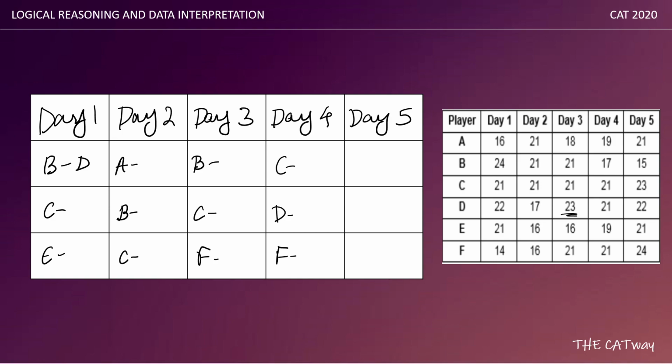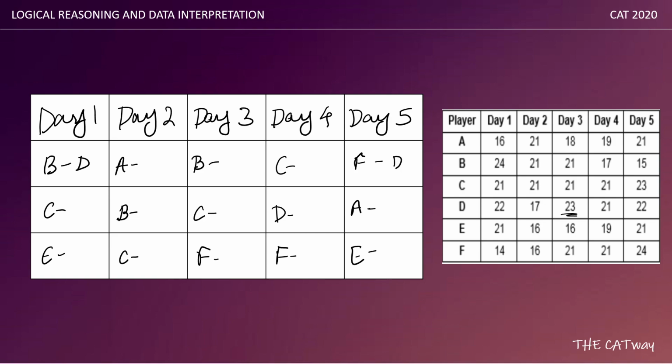Now coming to day 5, we can definitely say that F and D played against each other. Apart from that, A and E did not play against each other, so they will come in two different boxes. So our basic layout is there. The initial information which we could have gathered, we have written on the table. Now let's check out what we can deduce.